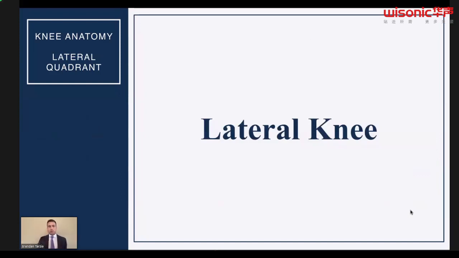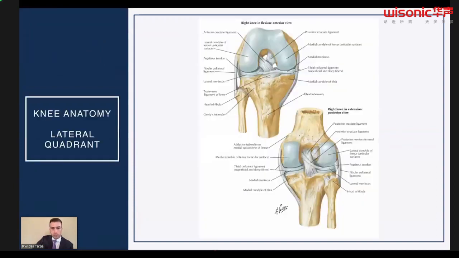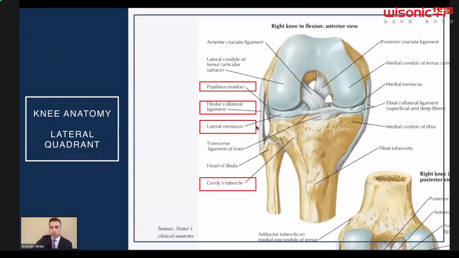So you're going to get a lot of information out of that anterior quadrant. The other ones, the lateral, medial, and posterior, are going to be a little bit shorter than the anterior itself, but there are always tons of structures that you can look at. So this is an image from Netter's, and we'll blow that up a little bit more.